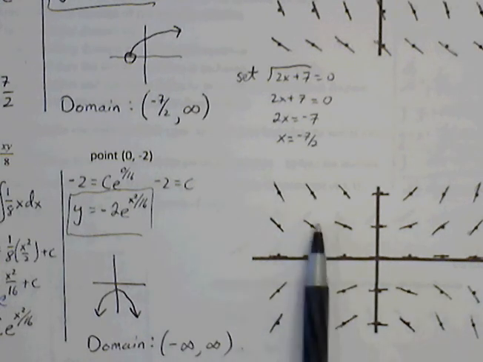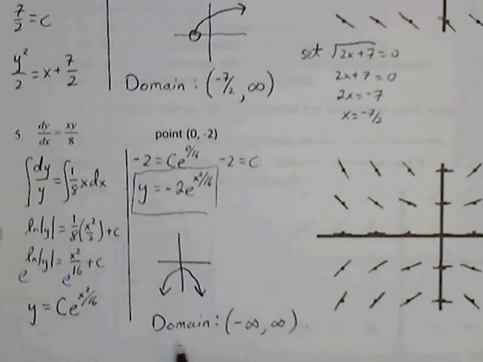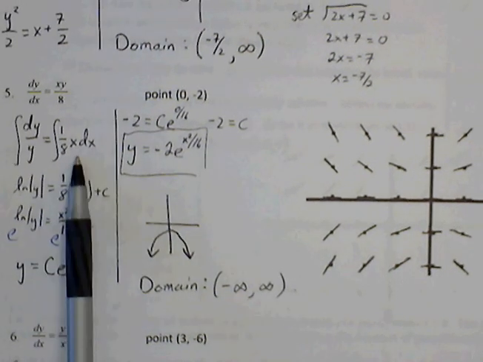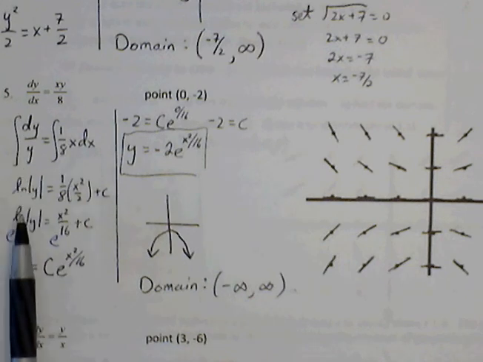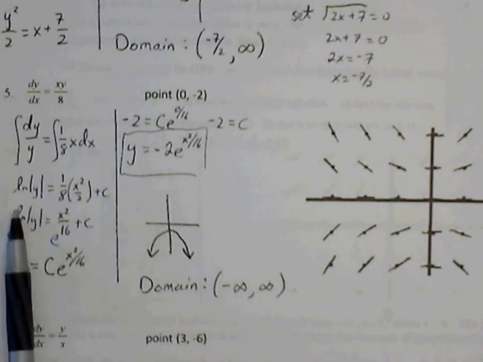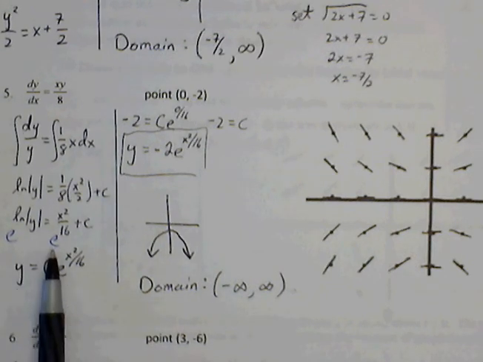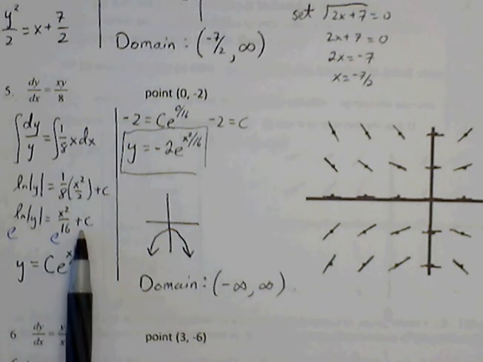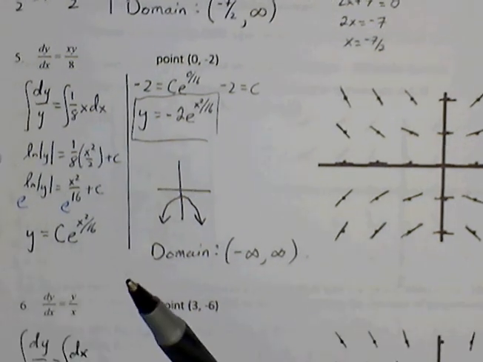Okay, let's go through and separate the variables. Y is on the left, x is on the right. Once we have that, we take the integral of both sides. The left side is natural log of y. The right side is power rule. Exponentiate both sides, and we reduce this to y on the left. On the right side is e to the x squared over 16 times e to the c. So we can take that constant and pull it in front. And now we can find our c value to find our specific solution.